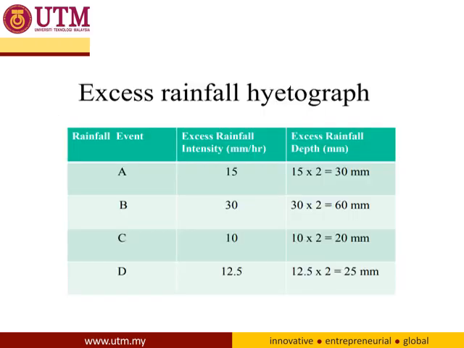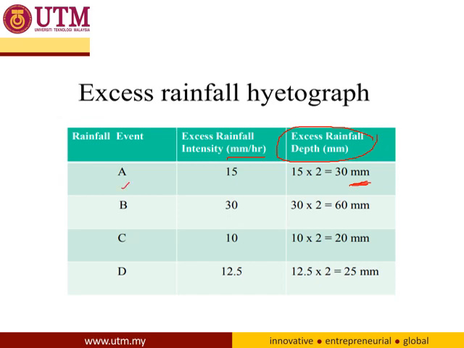Okay, so here is the detail of this storm event. There are 4 storms, storm A, B, C, and D. From the hyetograph, we know that it is an excess rainfall intensity in the unit of millimeter per hour. But in order to use this unit hydrograph, we need to convert the excess rainfall into unit depth in millimeter. We don't want millimeter per hour, we want millimeter. So we have to calculate the excess rainfall depth for each storm.